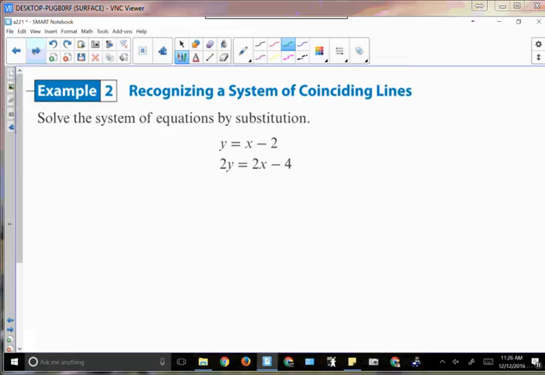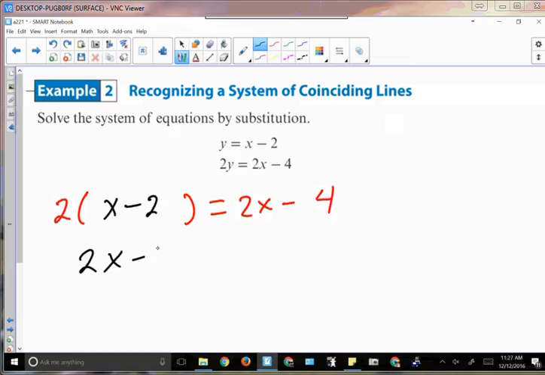Take a look at this. Now, that was nice of them. They actually have a variable equal. So what I'm going to do is simply replace wherever I see y in the second equation with what it equals up here. So if I have 2 where the y was, is equal to 2x minus 4, I'm going to pop in what that was equal to, so it's going to be x minus 2. So now I'm going to do the distributive property, so I get 2x minus 4 is equal to 2x minus 4.